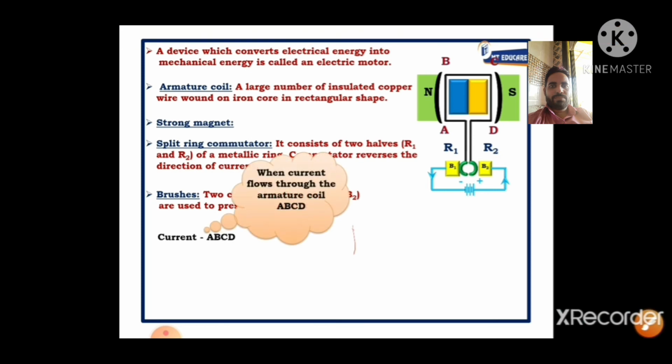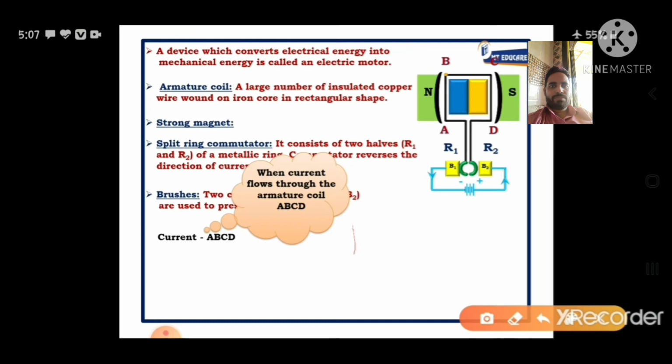Now we'll talk about the working. How does this basically work? Now see, you can see here this is a coil, okay, and here they have wrapped an armature coil wire in this way. They have labeled this as a rectangular slab on which the wire has been wrapped, A, B, C, D. Correct. Now this coil is going to rotate.